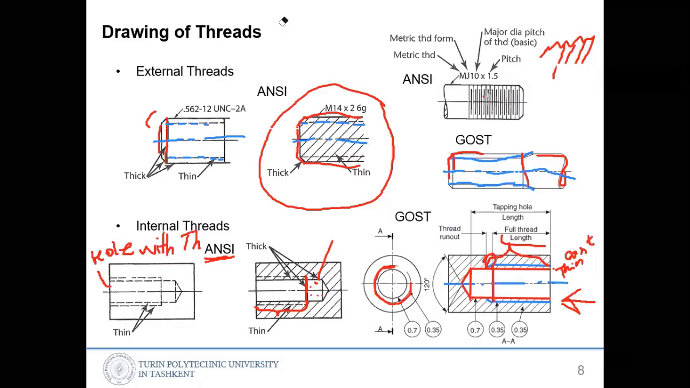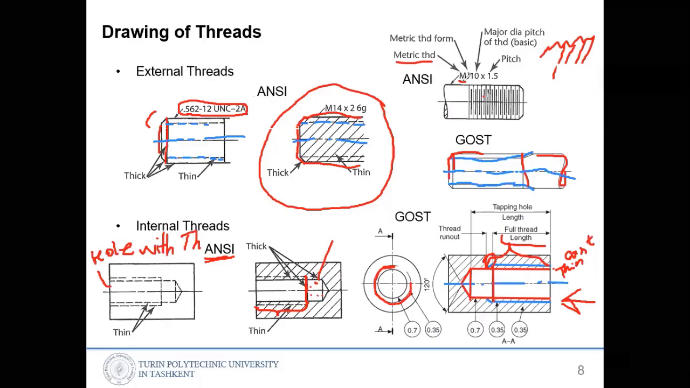And when you see the M character in the beginning, that means metric thread. Otherwise, that is American standard, or British standard. There are types of American standards A, B, C, and there is a difference between A and B. We have a video to introduce the American one, but I will show the metric one.